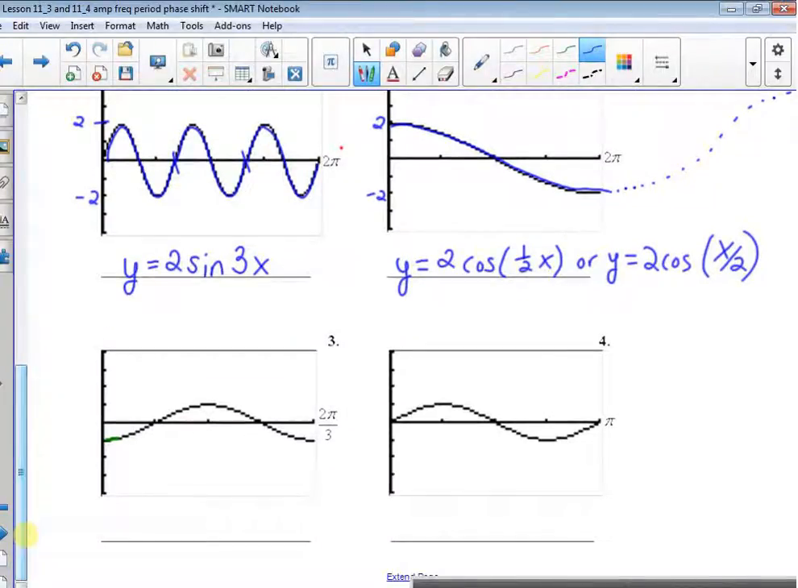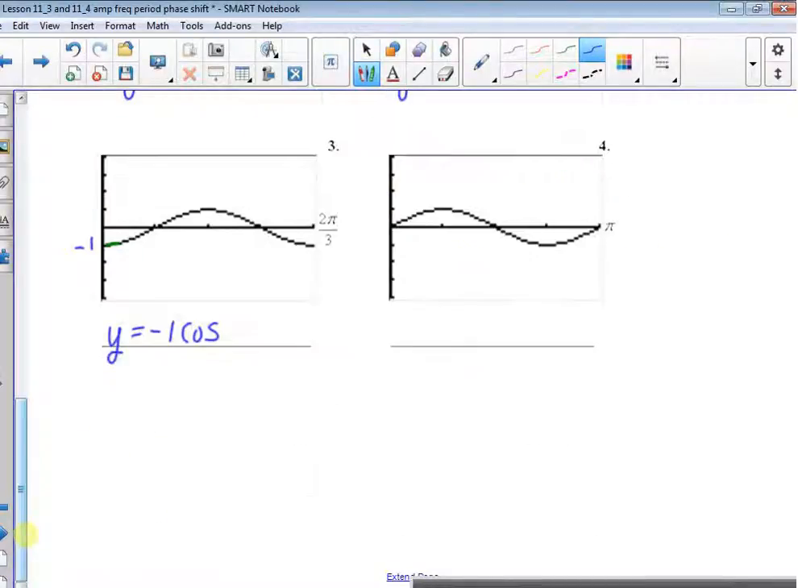Next one, it's starting at negative 1, so that is a cosine curve. And because it's starting at negative 1, it's going to be a reflection over the x-axis. This amplitude is 1, so it's not negative 2 or negative 3, it's negative 1 cosine. And then to find that period, that frequency, I need to look at the period. The formula is p equals 2 pi divided by b.